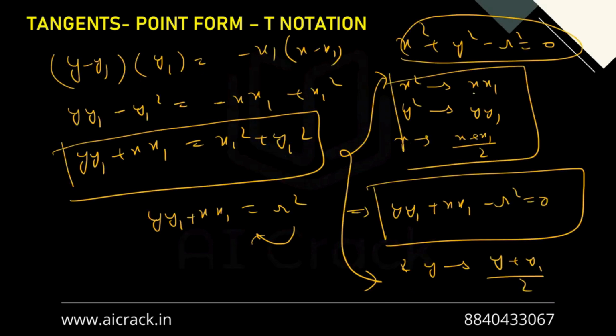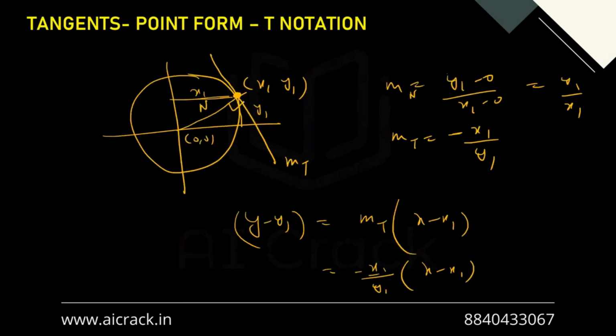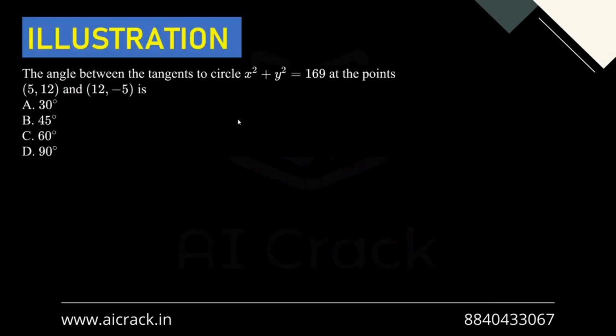X square goes to x x1, y square goes to y y1, x goes to (x plus x1) by 2, and y goes to (y plus y1) by 2. And you have to remember that this point is lying on the circle. Okay. So this is how you have to write the tangent equation in point form. Now let's solve this question.